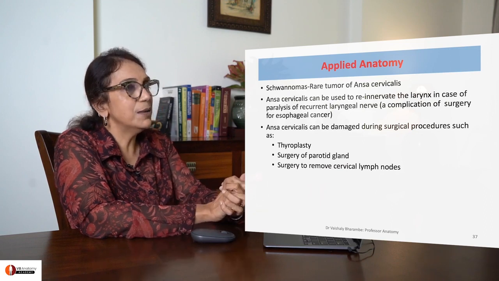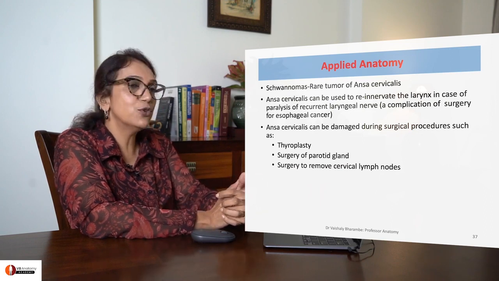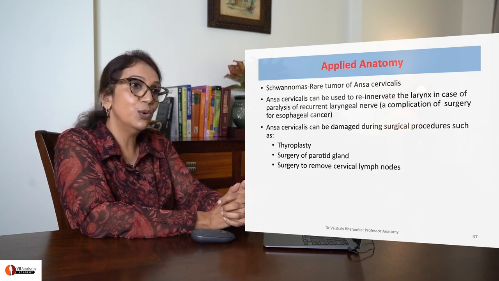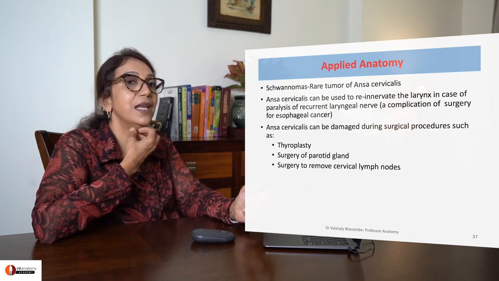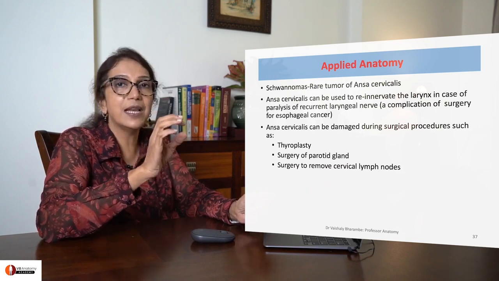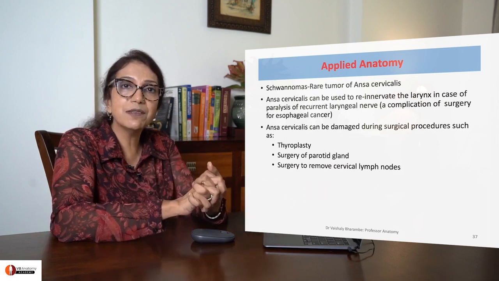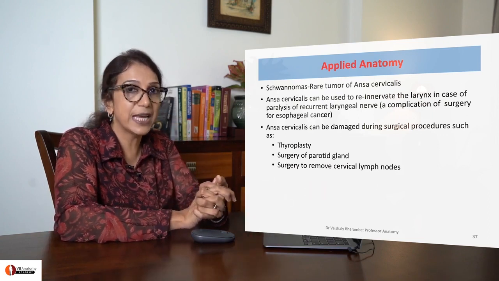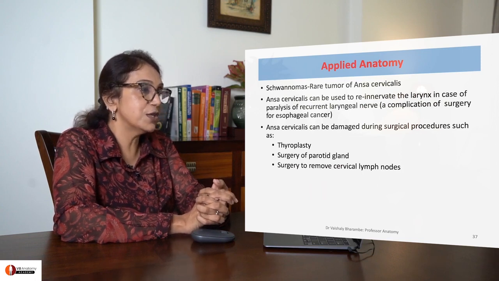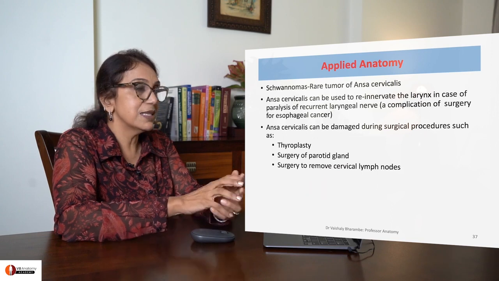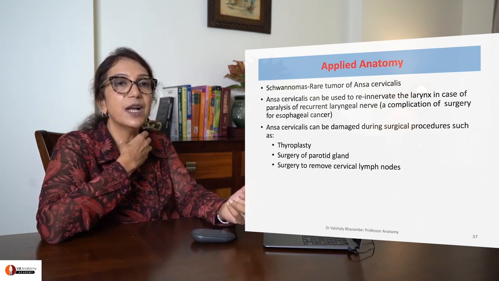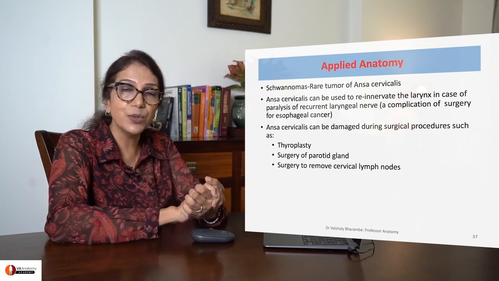Ansa is sometimes developing schwannomas. This is a rare thing. Ansa cervicalis is a loop which can be used to re-innervate your laryngeal muscles in case of damage to your recurrent laryngeal nerve, which sometimes happens when we are operating for esophageal cancers. It is also damaged during surgical procedures such as thyroplasty, such as surgeries of the parotid gland, and sometimes surgeries which are done to remove deep cervical lymph nodes. Okay?